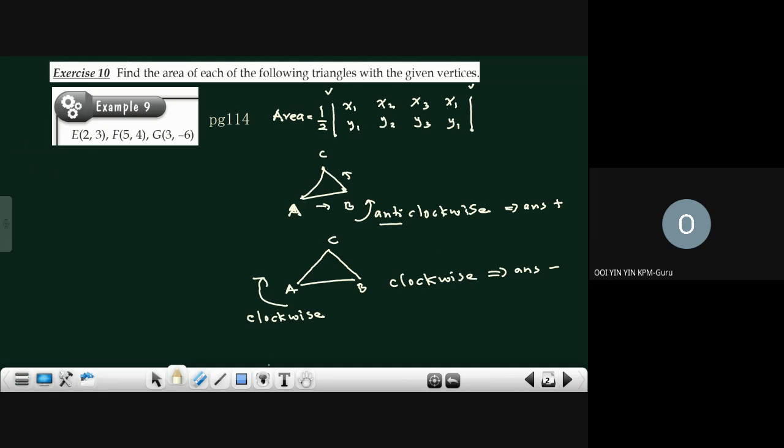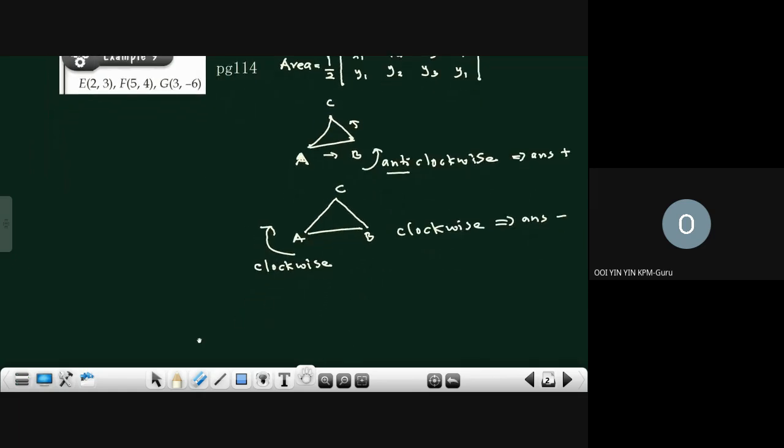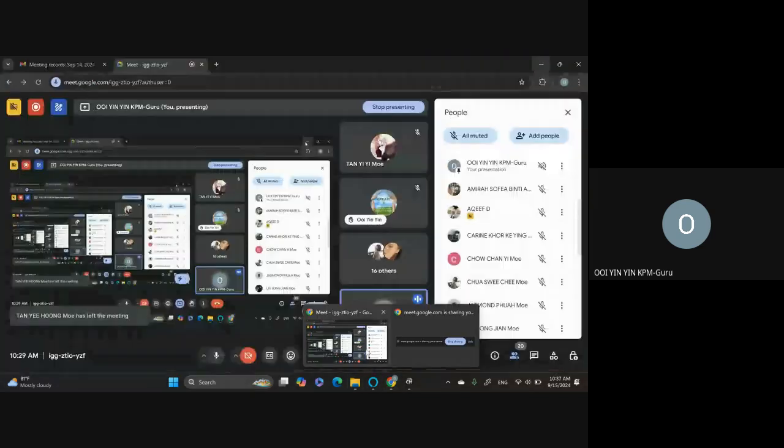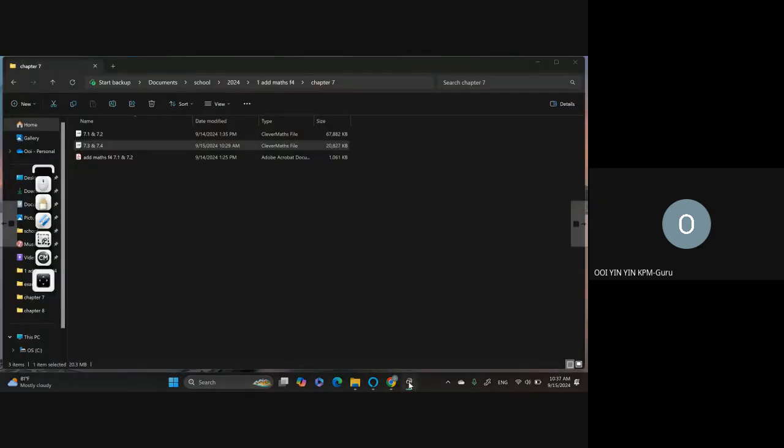Okay, so now we want to use this formula to find the area for this EFG. Since they already follow the sequence EFG, we just follow. E will be your x1, y1, F will be your x2, y2, and G will be your x3, y3. We just follow the alphabet. Now, to find the area of triangle EFG, the formula is 1 over 2, then don't forget your modulus.